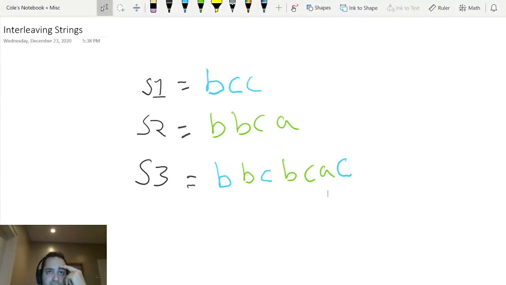Let's look at a motivating example here just to build our intuition on how to tackle this problem. Consider the following. Let's say we have three strings here, S1, S2, and S3. Note that S3 is colored to make clear which characters correspond to S1 and which correspond to S2. We have the blue characters here corresponding to S1, B, C, C, and then the same for the green characters, which are B, B, C, A. Again, we have that relative ordering property, so you can see in S2, B comes before C, comes before A, and that ordering is preserved.